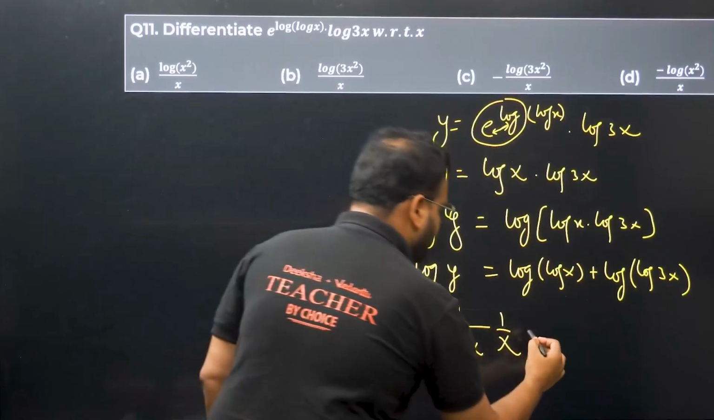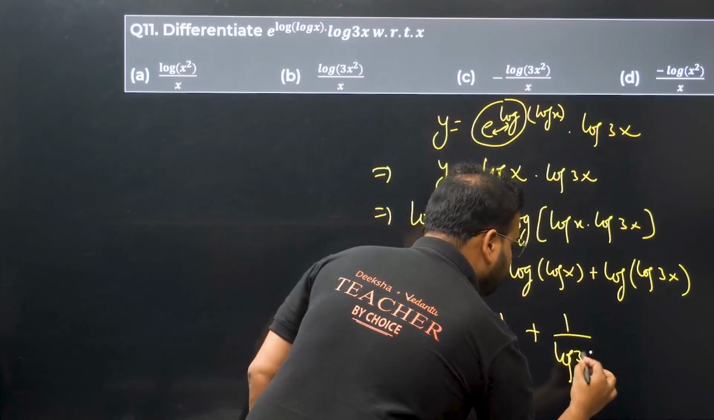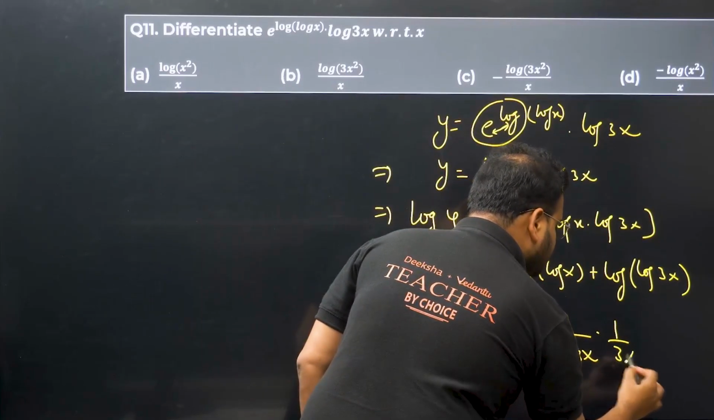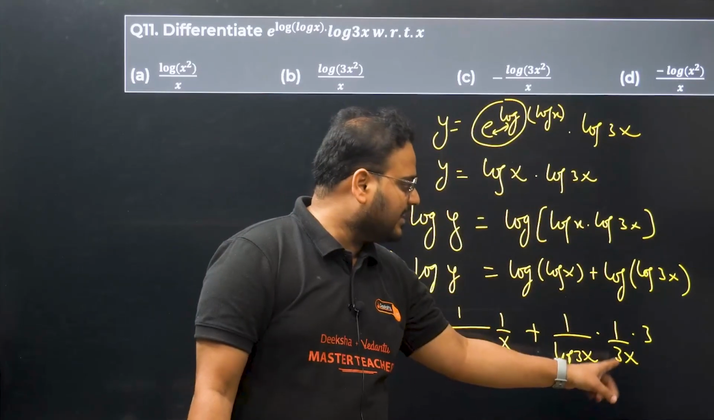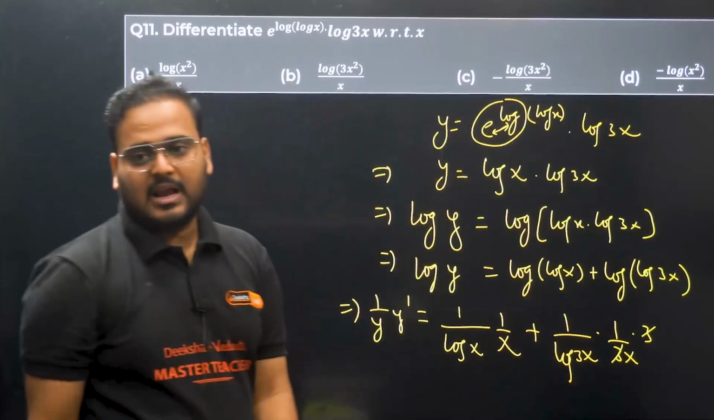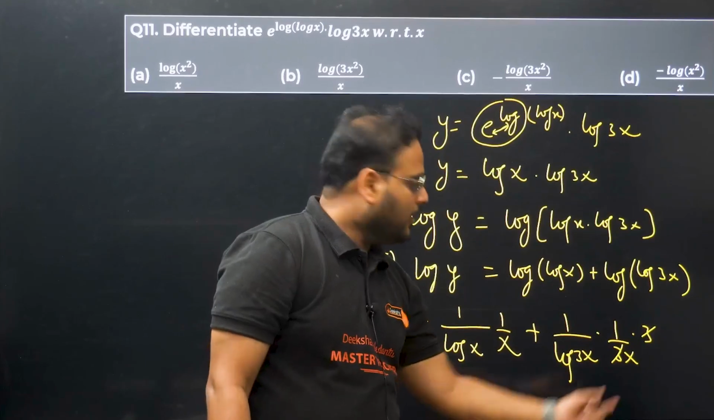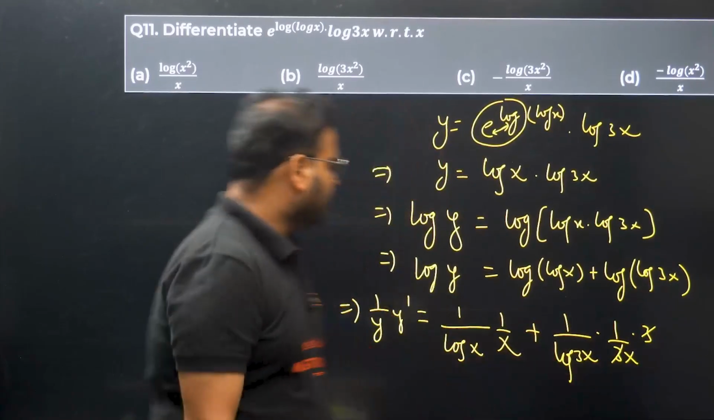Plus, same thing over here, 1 by log 3x. And we get what? 1 by 3x times 3. Because log 3x derivative is 1 by 3x, the derivative of 3x is 3. So this 3 and this 3 is also cancelled. I'll repeat myself. Log of log 3x derivative is 1 upon log 3x. Log 3x derivative is 1 upon 3x and derivative of 3x is 3.